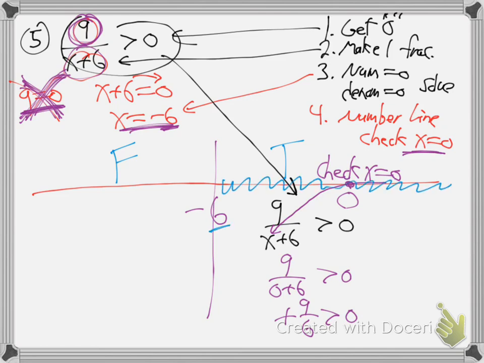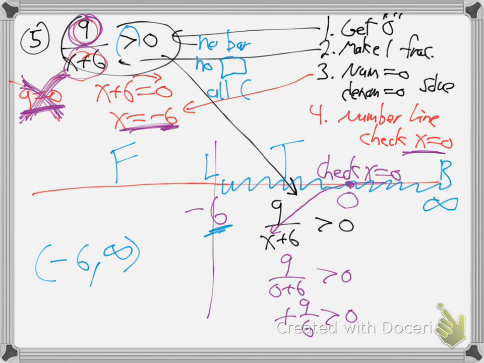So what's our answer? Left edge, right edge. What's the right edge? Infinity. The answer is negative 6, comma, infinity. No brackets, because no bar, right? There's no bar down here. It wasn't greater than or equal to. It was just greater. So no bracket, it's all parentheses. There's the answer. The answer is negative 6 to infinity. All the numbers between negative 6 and infinity make this statement true.